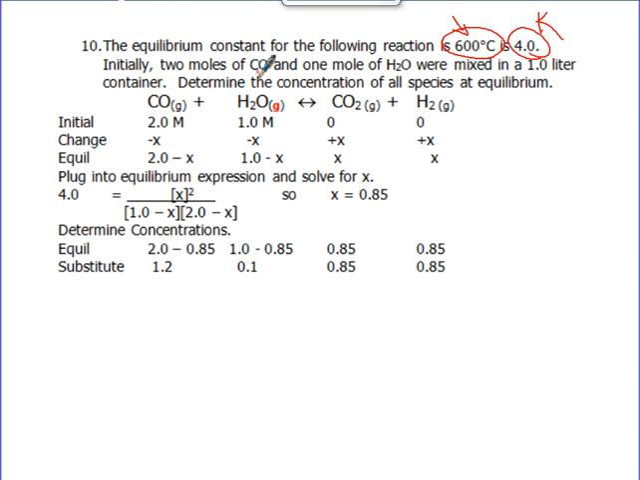Initially, 2 moles and 1 mole were mixed in 1 liter. Except this time, water's a gas. 2 moles per liter, 1 mole per liter, 0, 0. Set it up, subtracting from the reactants because there are no products, so we have to add to that side. Plug it all into the equation, solve.